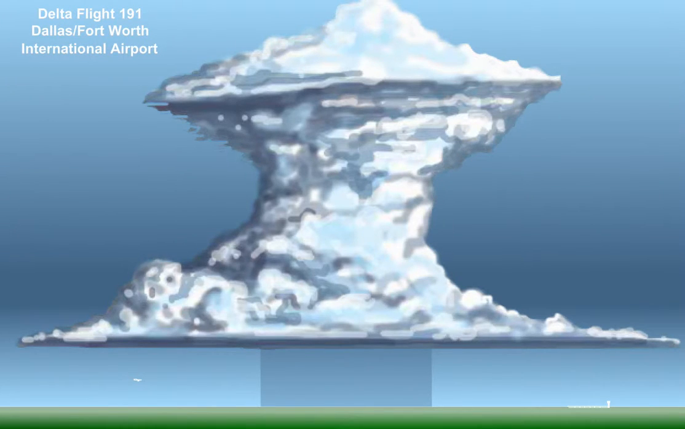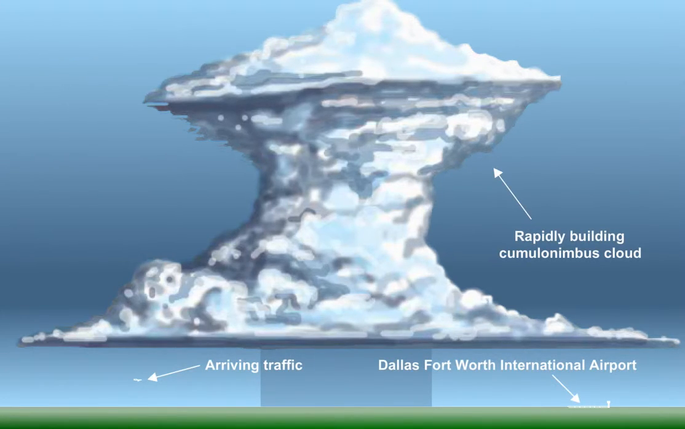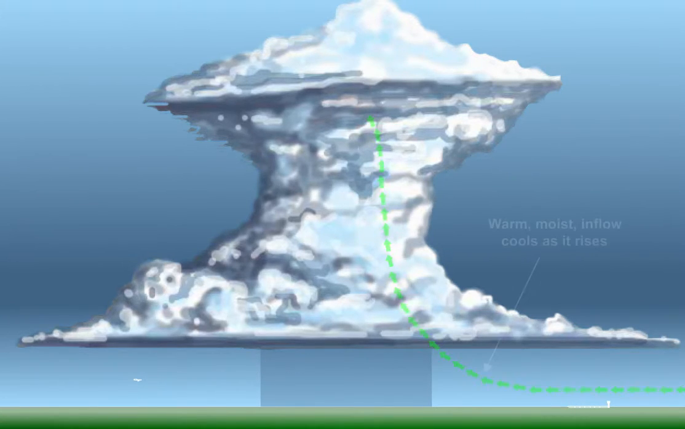The Delta Flight 191 accident serves as a textbook example of the microburst wind shear phenomena. As Flight 191 was being vectored for a southbound arrival at Dallas-Fort Worth International Airport, a rapidly building cumulonimbus cloud with a cloud base of approximately 6,000 feet had evolved to the north of runway 17 left.